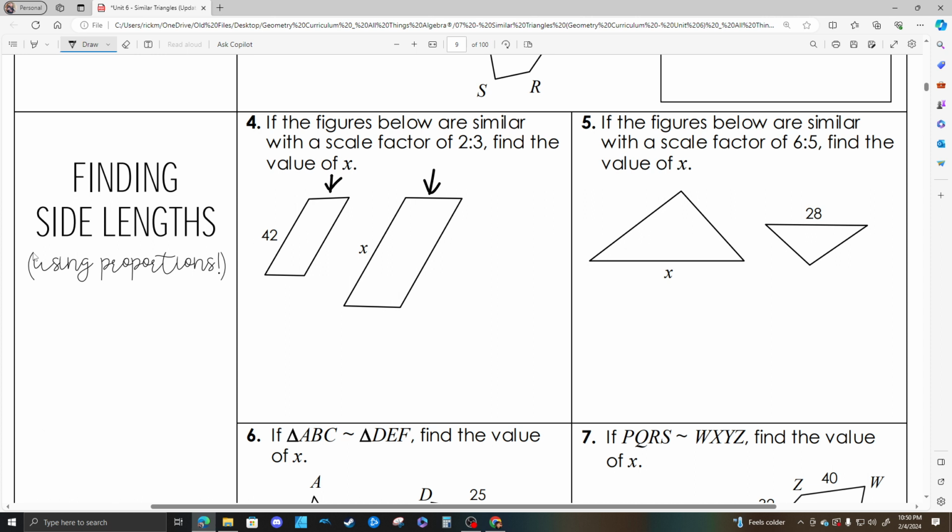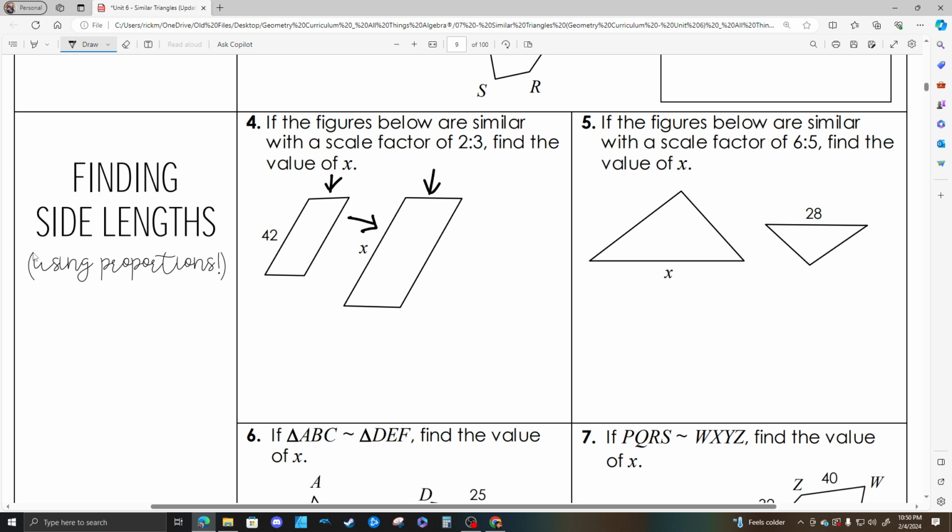All right. Now, we have to think which one is the 2 and which one's the 3. Well, we're going from 2 to 3. So we're going from smaller to larger, right? So we're actually going from this shape to this shape, right? So our scale factor, if we know it's 2/3, right?